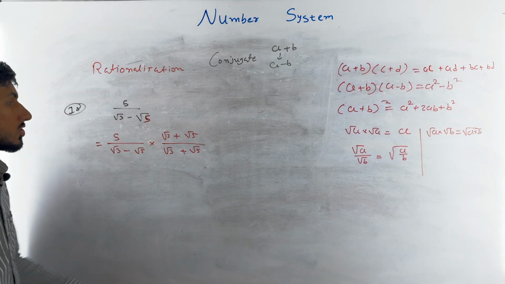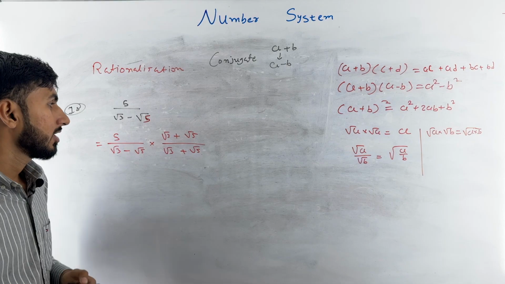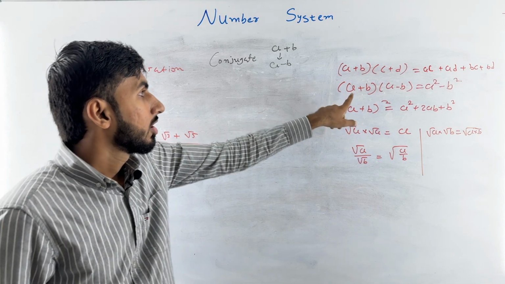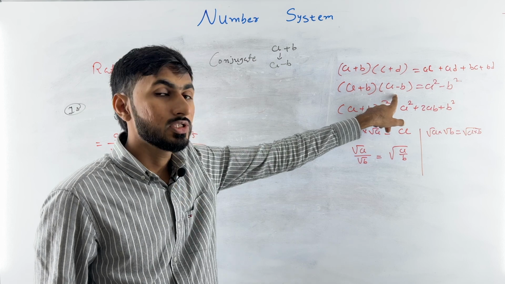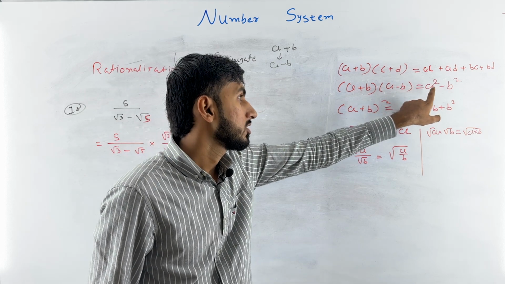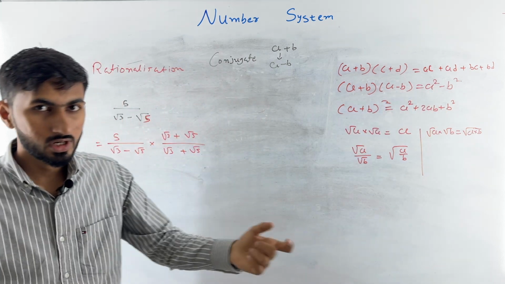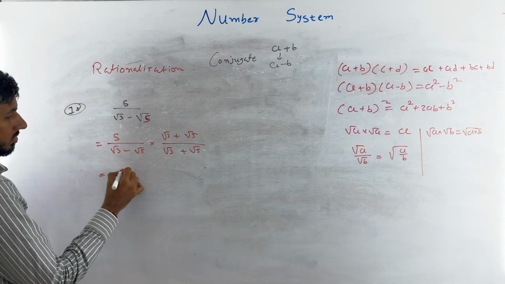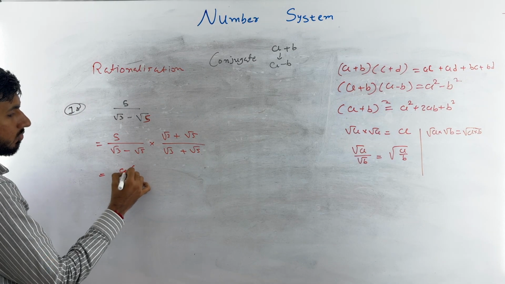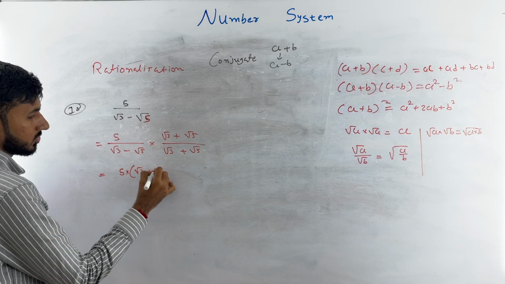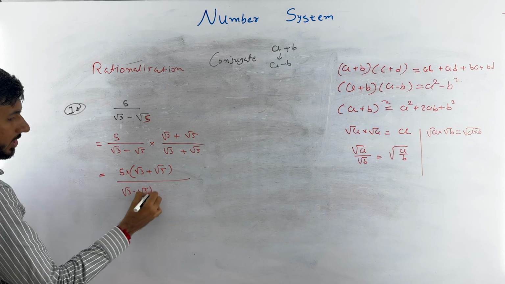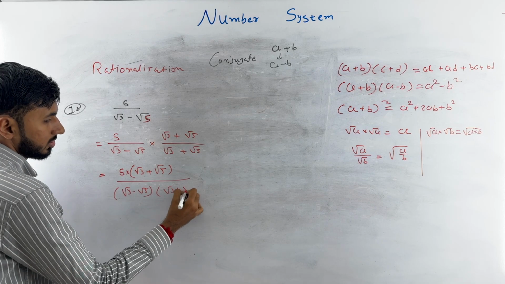When someone asks you why we multiply and divide by the conjugate of the number, just tell them that we get this form in the denominator, and the answer of this is a square minus b square. So when the square comes, the square root will go. So in the numerator I have 5 multiplied by root 3 plus root 5, and in the denominator I have root 3 minus root 5 multiplied by root 3 plus root 5.